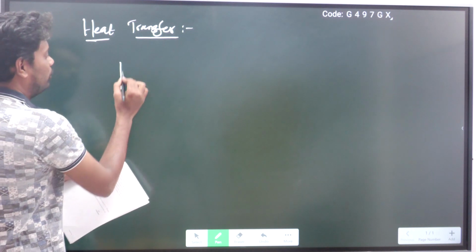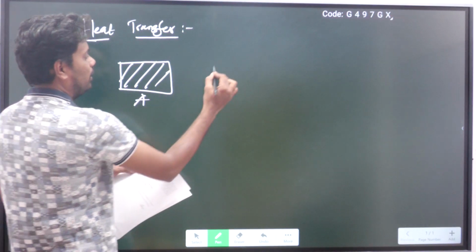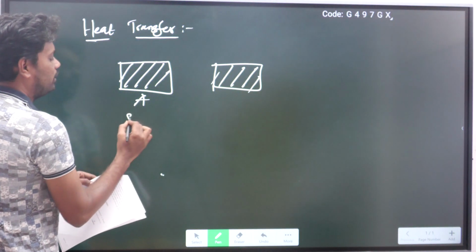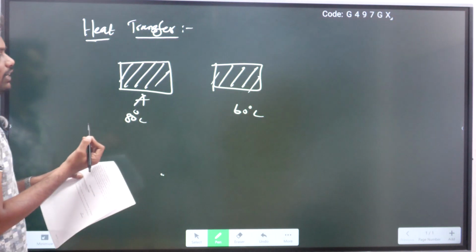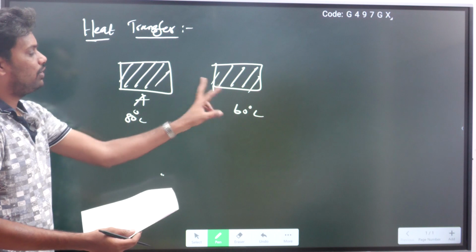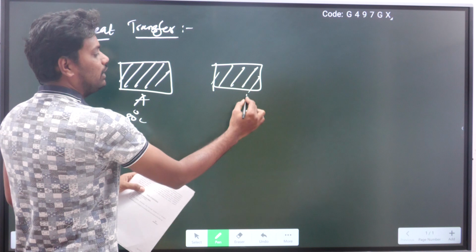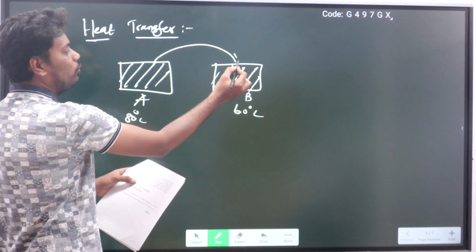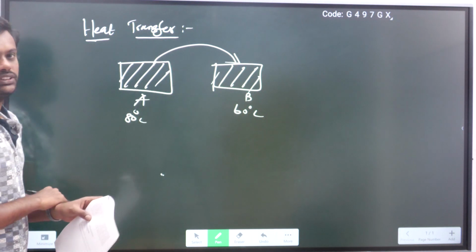For example, there is one body which we can name body A, and this is body B. Let us take body A at 80 degrees Celsius and body B at 60 degrees Celsius. Heat transfer is a mechanism that happens when there is a temperature difference between two bodies. Heat will always transfer from the higher temperature body to the lower temperature body, so the heat will transfer from body A to body B. This is called heat transfer.